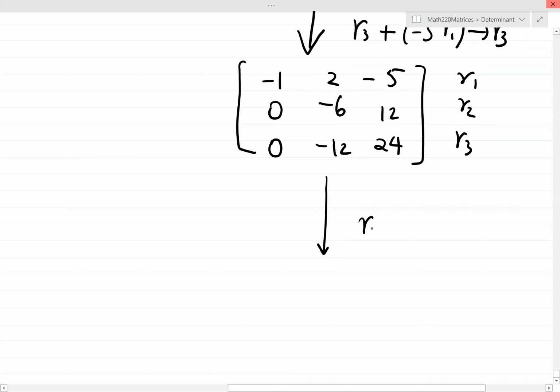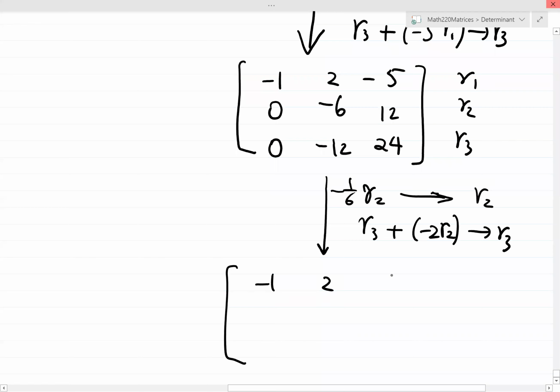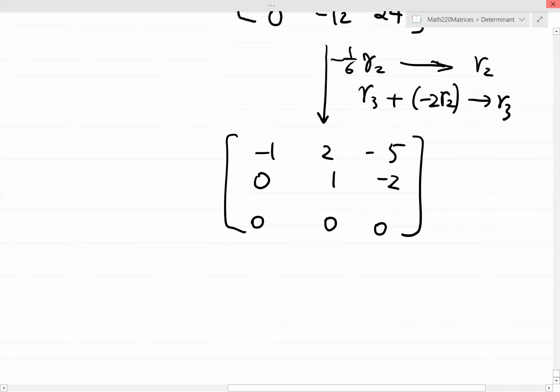You see that we replace row 3 by adding a negative multiple of row 2, and then row 2 we divide by negative 6. So this will be (negative 1, 2, negative 5), (0, 1, negative 2), (0, 0, 0). Okay, so you see here we can choose this to be the null space.